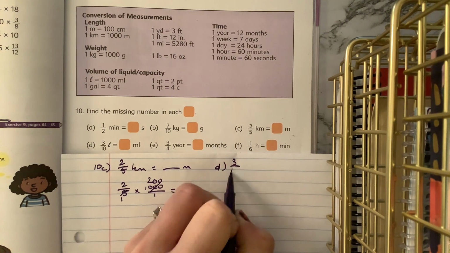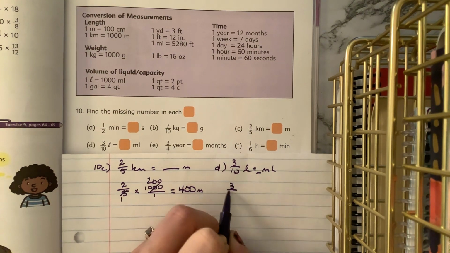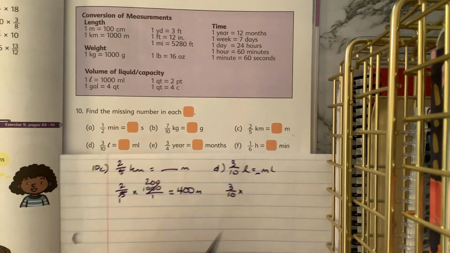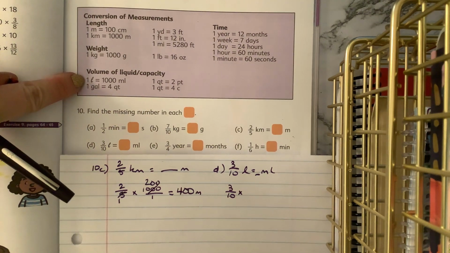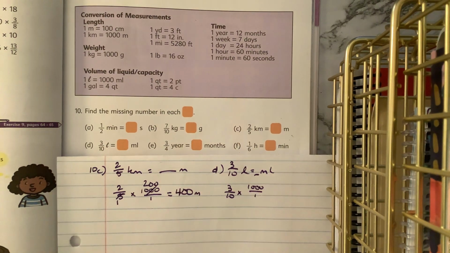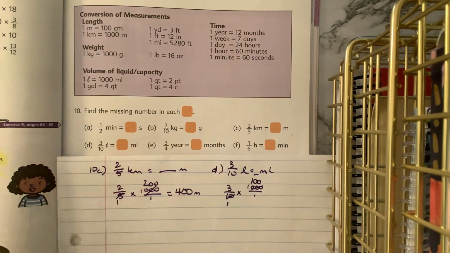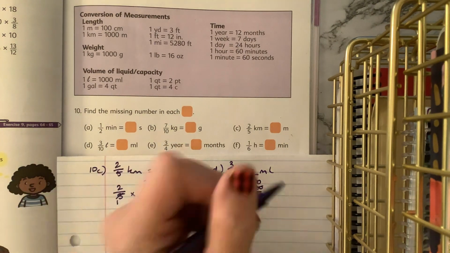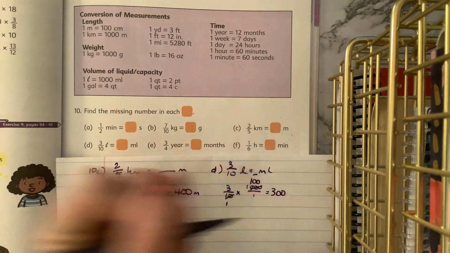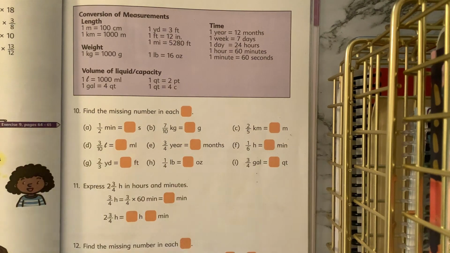So D, 3/10 of a liter equals how many milliliters? So we multiply 3/10 times 1 liter equals 1,000 milliliters. So times 1,000. Again, we can simplify in advance. And now we do our multiplication. And we get 300. 300 what? 300 milliliters. Great. Let's keep going.